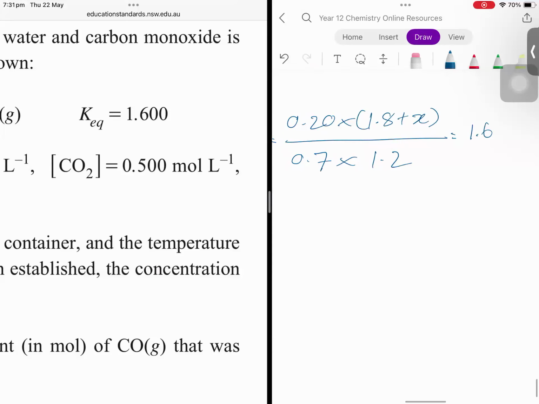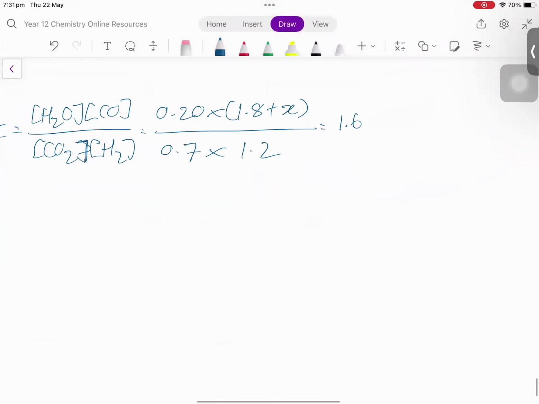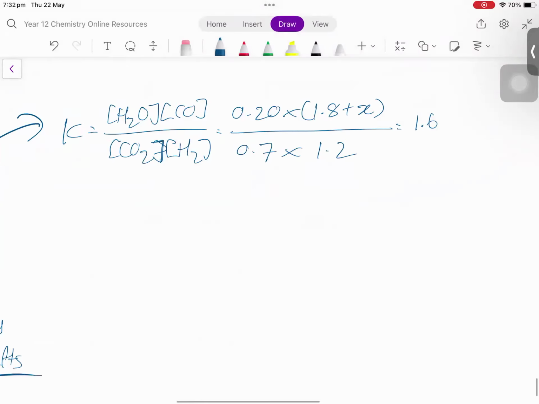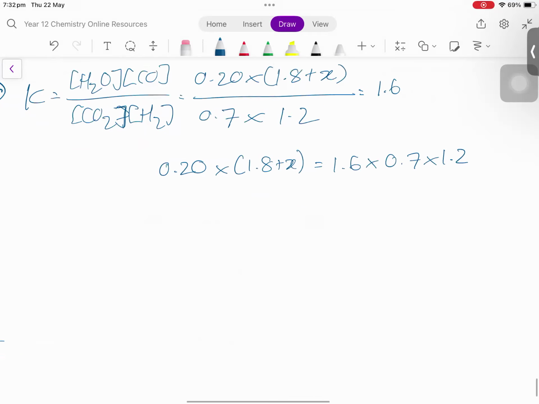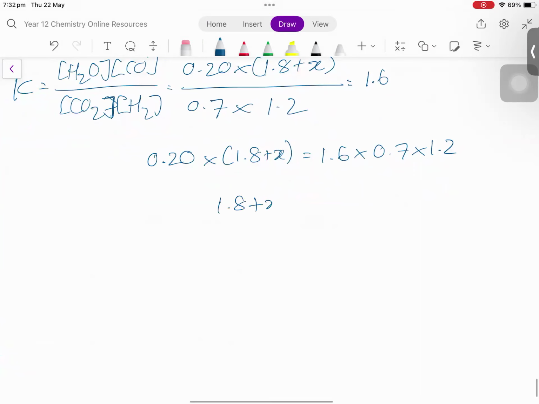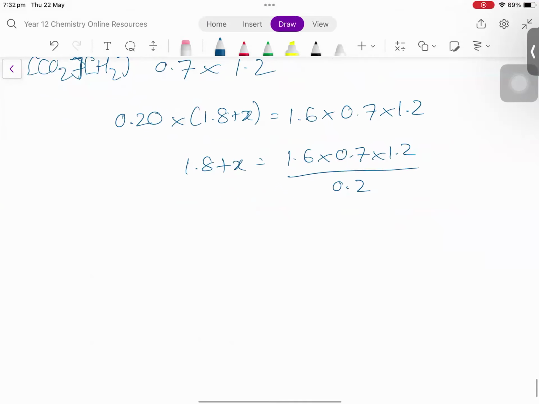So we're just rearranging this to get X. I'm going to do this step by step so no one gets confused, yeah? But I'm aware I might be going through in a bit too much detail if you're comfortable with it. I'm going to multiply the denominator over. I'm going to divide the 0.2. And then I'm going to subtract the 1.8 to leave the x on its own, okay?